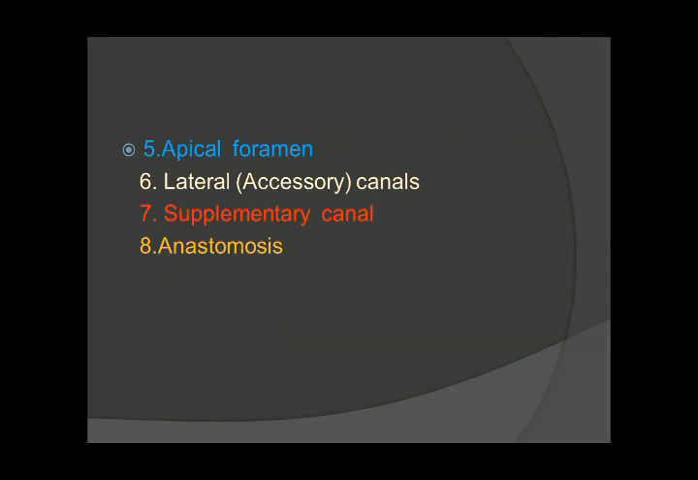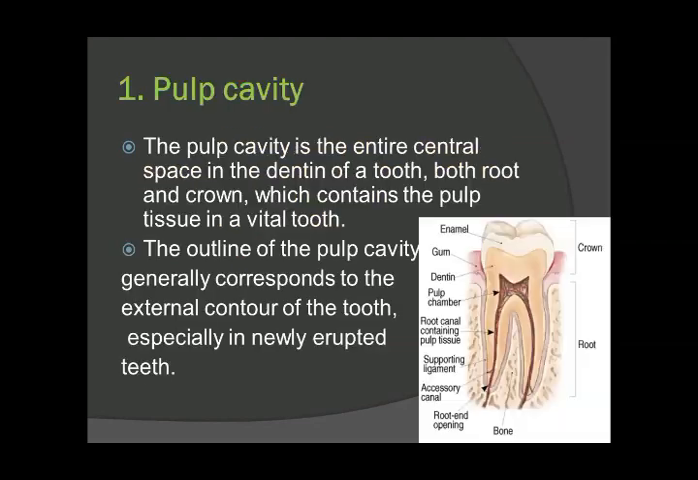Apical foramen, lateral accessory canals, supplementary canals, anastomosis. Eight structures are present in the cavity. Number one is the pulp cavity.